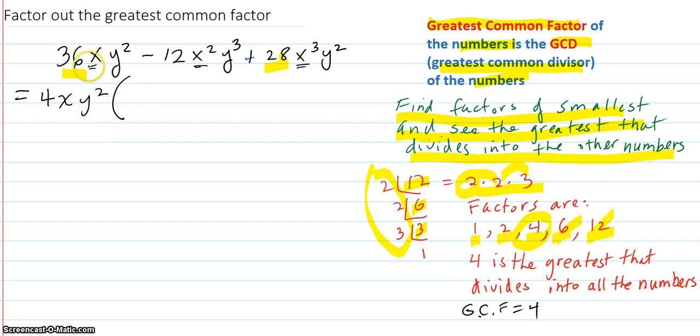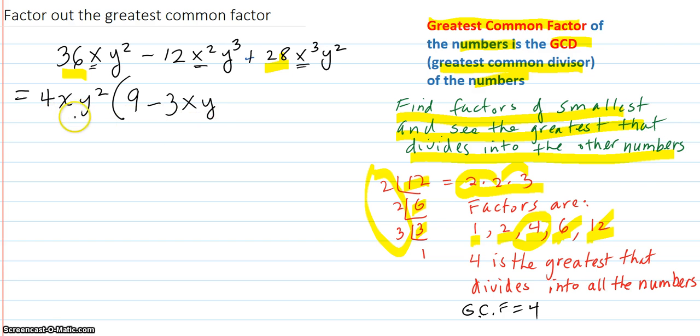4 times what has to equal 36? 9. Okay, and then x times 1 is x, so you don't need an x in there. Y squared times 1 is y squared, so you don't need that either. Go on to the second term. 4 times what is negative 12? Negative 3. X times what is x squared? X to the first. Y times what is y to the third? Y to the first.